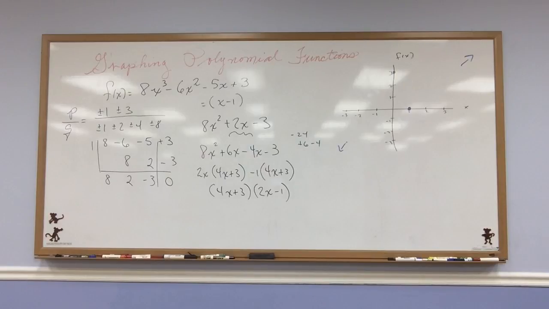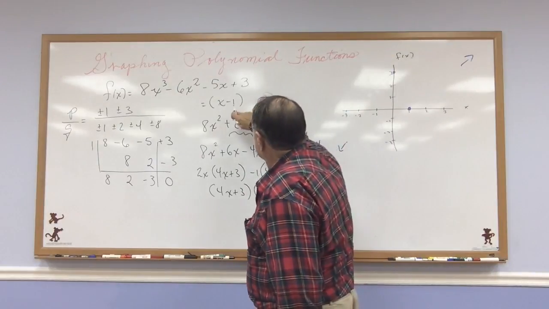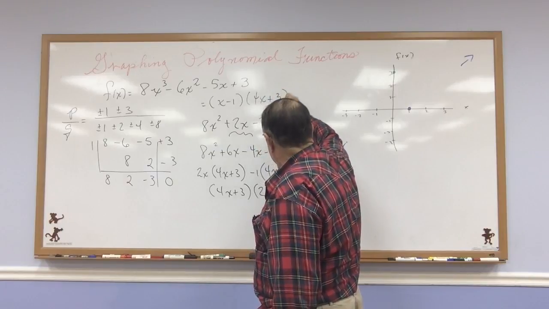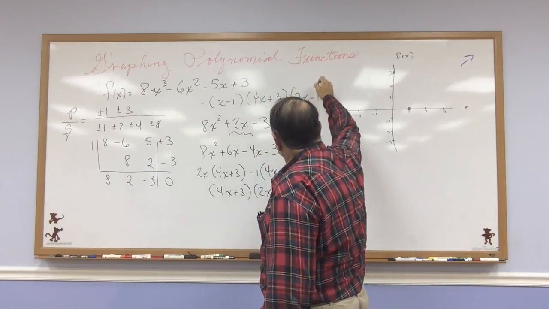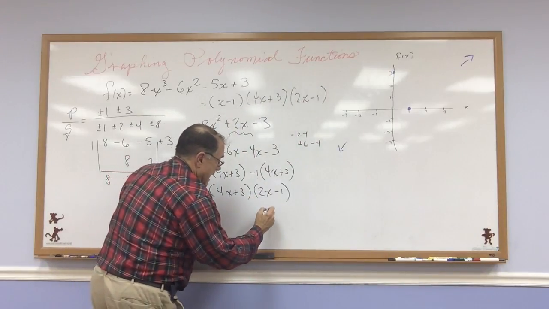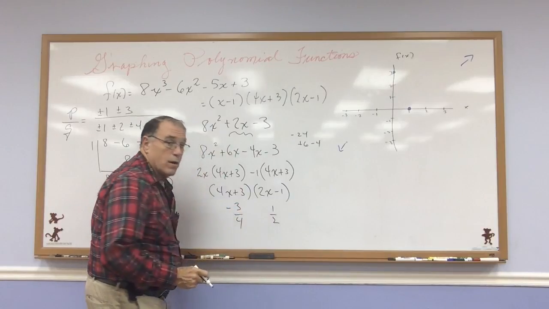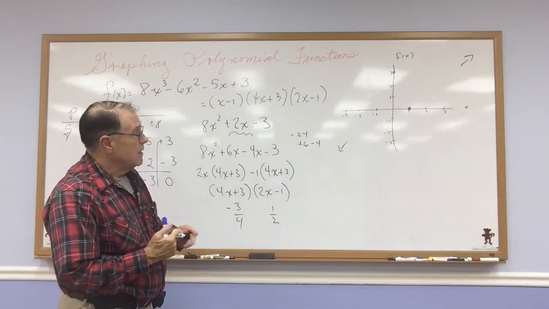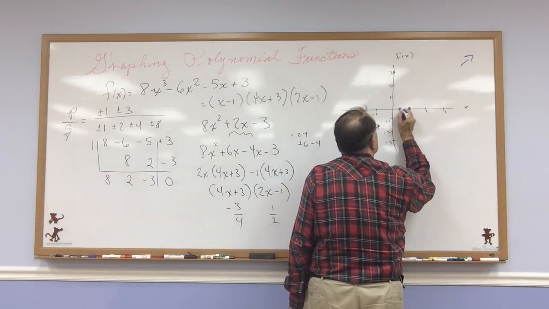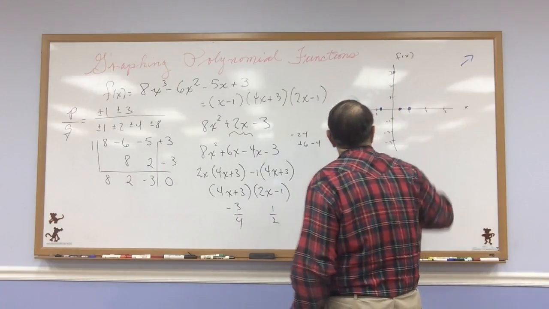That done, I can identify the other 2 zeros I have. So I've got factors x minus 1, 4x plus 3, and 2x minus 1. So I've got a zero at 1/2 and another at negative 3/4. I'll go ahead and plot those on my graph. So I've got a zero here at 1/2 and a zero at negative 3/4.